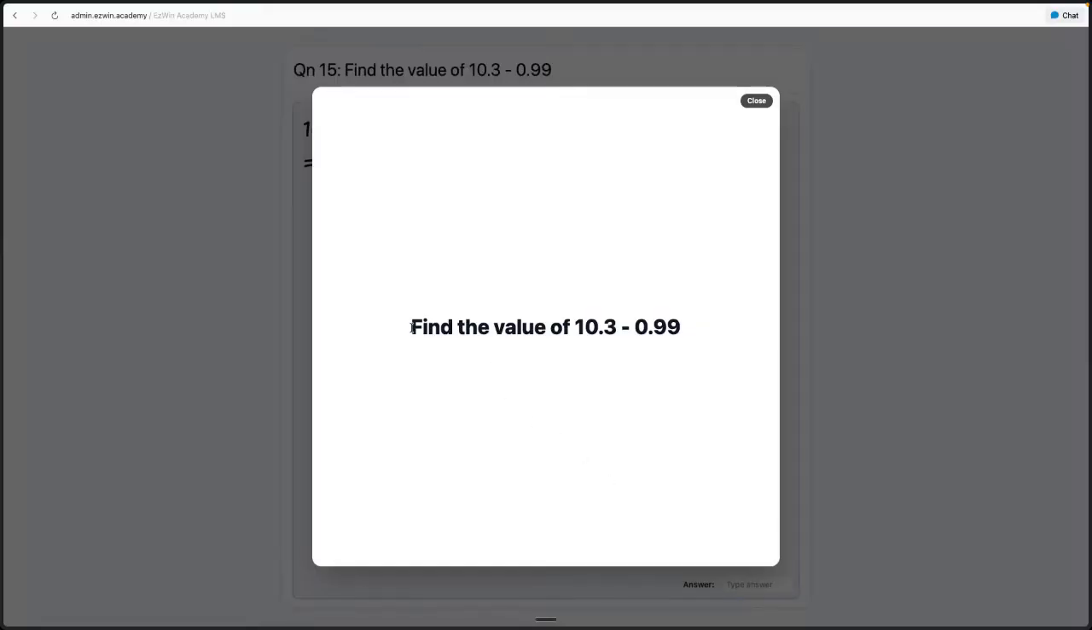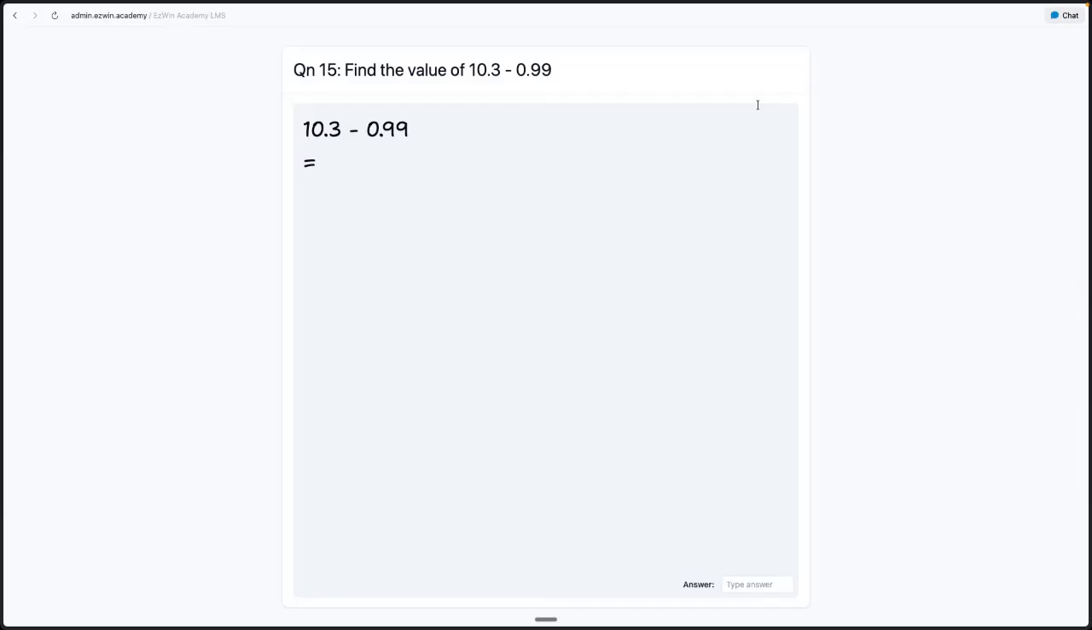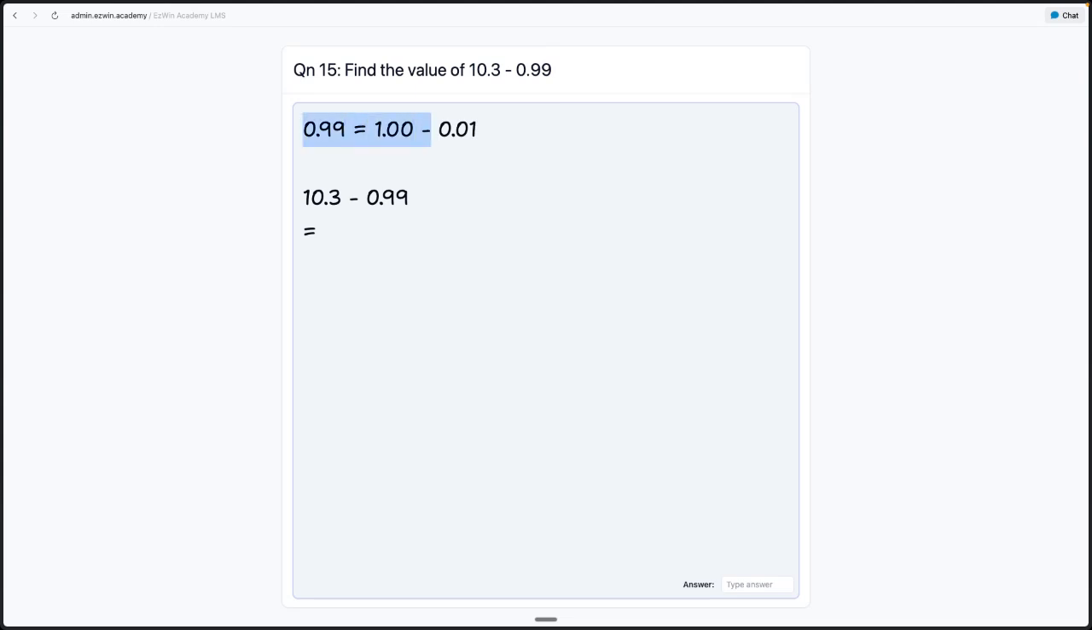Question 15. Find the value of 10.3 minus 0.99. In this case, what we can do is put 10.3 minus 0.99. But if you think about it, 0.99 is equal to 1.00 minus 0.01. I think it's fairly straightforward. So we can substitute this into 0.99.